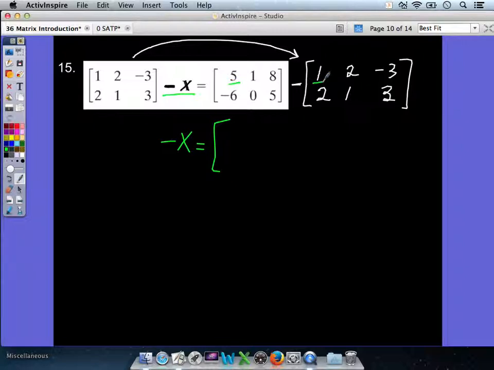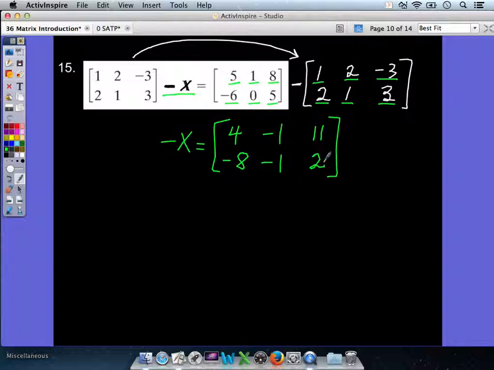5 minus negative 1 is 4. 5 minus 1 is 4. 1 minus 2 is negative 1. 8 minus negative 3, minus a negative is plus a positive, so 8 plus 3 is 11. Negative 6 minus 2 is negative 8. 0 minus 1 is negative 1, and 5 minus 3 is 2.